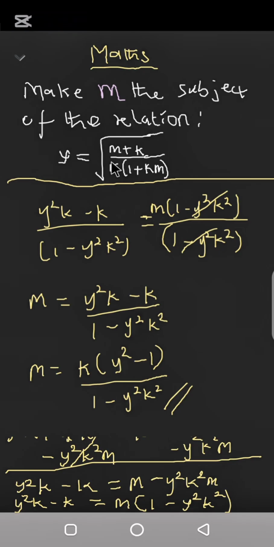So I have a question for you to try out. Feel free to make k the subject of the formula. So replace this m here with a k, and let's see what you have. Drop the answer in the comment section.